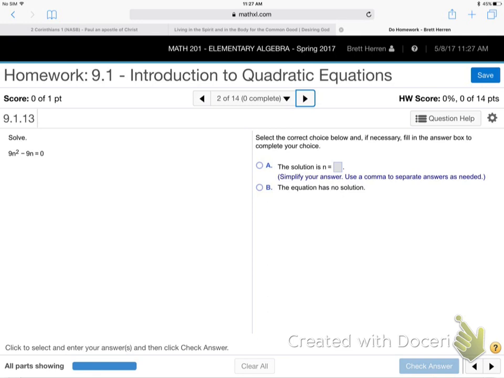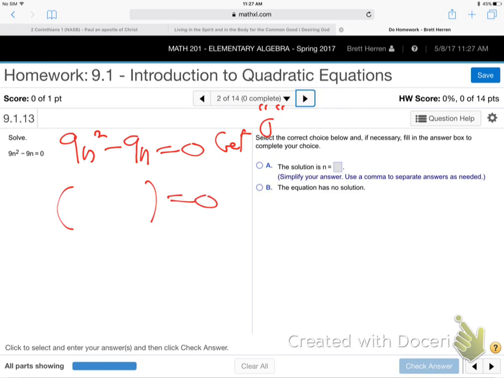So whenever you see, here I'll rewrite it. Whenever you see x squared or n squared, you think, step 1, get a 0. It's already got the 0, so we don't have to do that. Step 2, factor. So again, this is 2 things, not 3 things, right? So we're not going to do the 2 parenthesis factor. We're just going to do the 1 parenthesis factor.